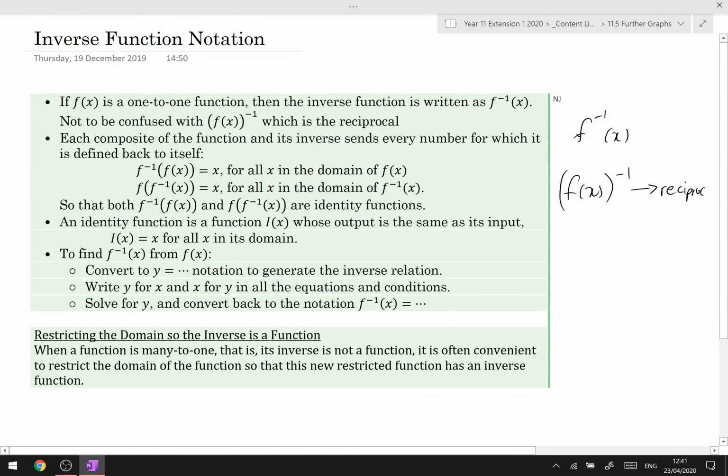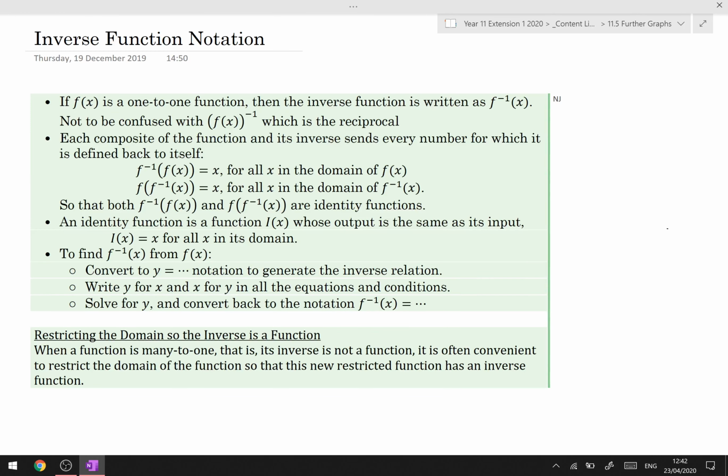Because remember, this is the same as 1 over f of x. So that is not equal to 1 over f of x. They are two different things. So with that being said, that is the notation that we use to identify what the inverse function is.